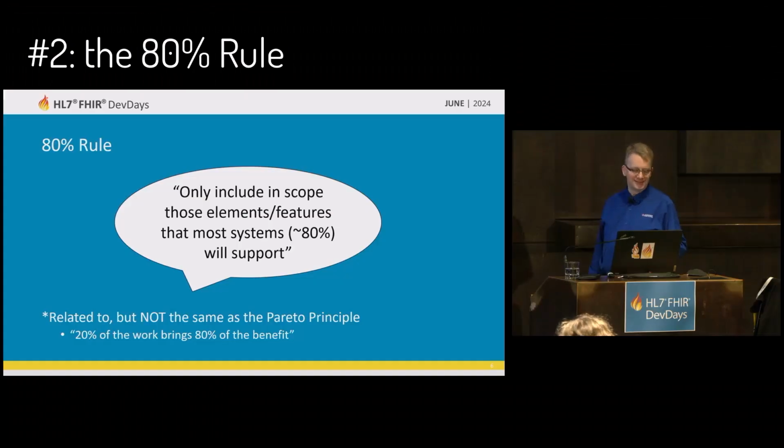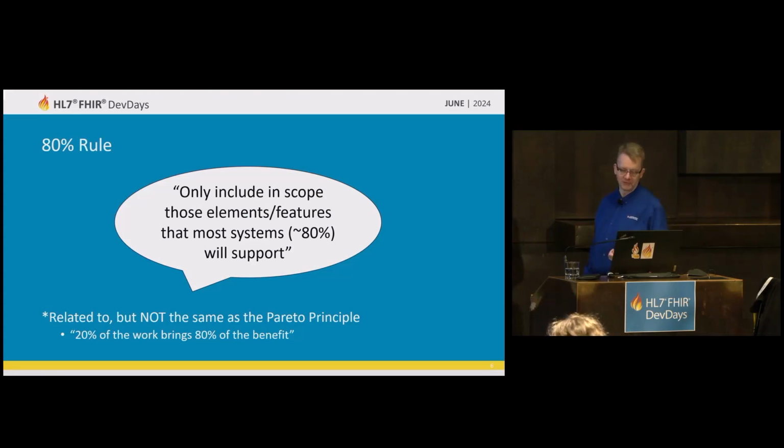A lot of people mistake the 80% rule for another common rule that also has 80% in it, which is the Pareto principle. 80% rule is not that. 80% rule is that we're only going to include things in the scope of a specification, so the core specification or certain implementation guides, that we believe that most systems have the capability of handling. And the rough number that we've picked there is 80%.